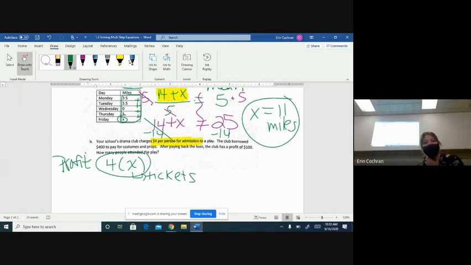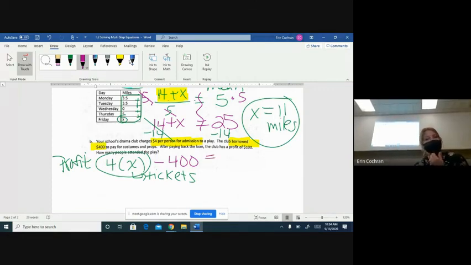400, right? Okay. The club borrowed $400. So if I borrow something, what do I have to do? I have to pay it back. And if I have to pay something back, does that go towards my profit or away from my profit? Away from it, right? I have to pay it back. So wouldn't that represent subtraction? Yeah. So 4 times x is my profit, but I have to pay $400 back. That means minus 400, okay? After I pay that back, I'm going to get how much money I actually earn, right?